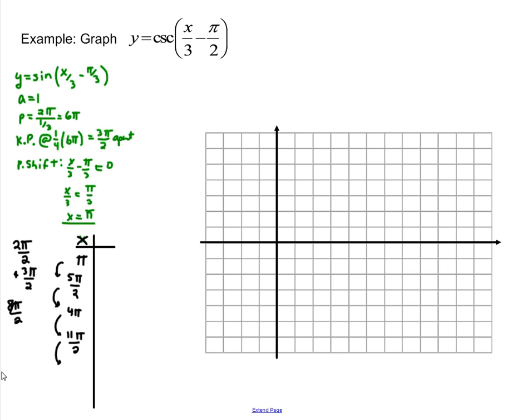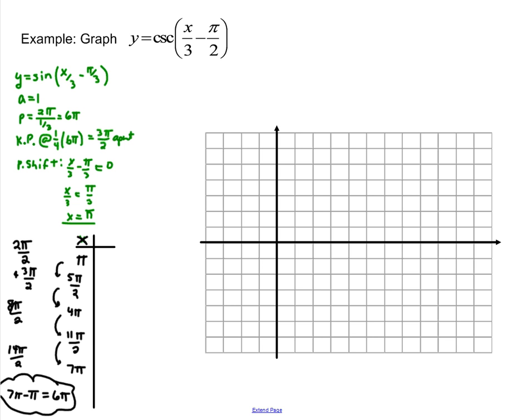And then my next key point is going to be at 11 pi over 2 plus 3 pi over 2. That would be 14 pi over 2, but that reduces to give me 7 pi. And we can check to see that that reflects our period accurately. If we take the end point, the last key point, minus the beginning key point, we should get the period. In this case, we do. 6 pi is our period of this function, so we're doing good.